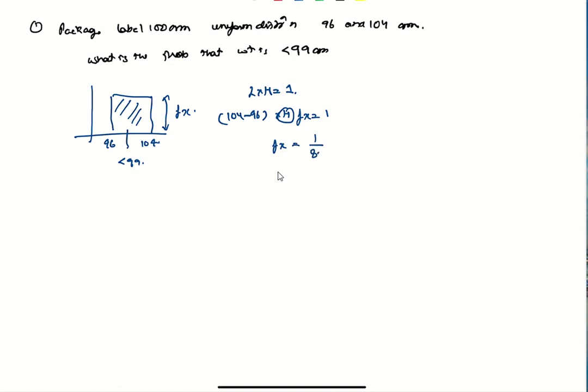Once you know the fx, all we have to do is integrate between the limits of 96 and 99 fx dx, and fx is 1 by 8. So we integrate between 96 and 99 1 by 8 dx. That will give you 0.375 or 37.5%.